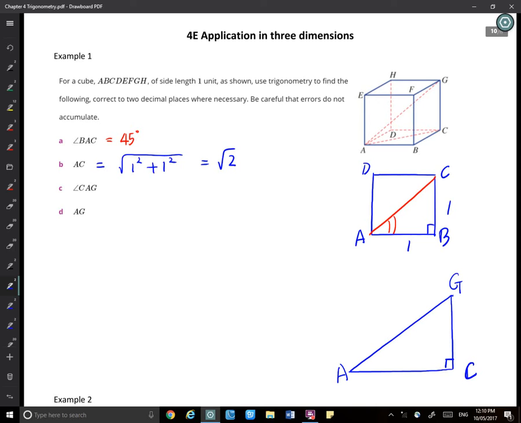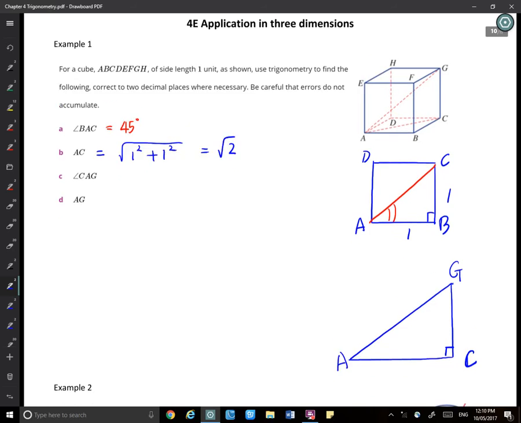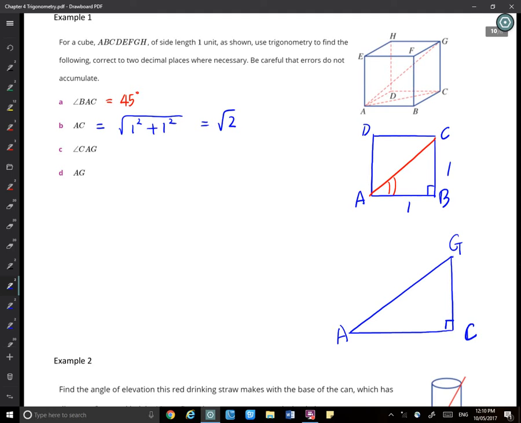We have a right angle here, and CG will be 1. Why is CG 1? Because that's a cube, so all edges have length 1. And we just worked out AC in part B: AC has length of root 2.